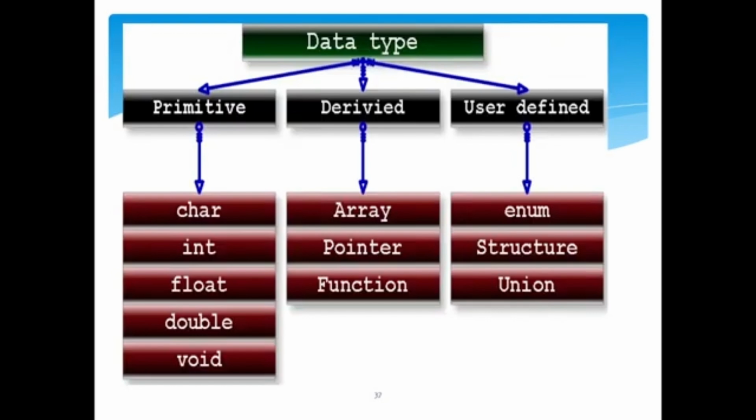And let us look into the data types in C. Basically, there are three kinds of data types: primitive, derived, and user-defined. Primitive data types are integer, character, float, double, and void. Derived are array, pointer, and function, and user-defined are structure, union, and enumeration. By the completion of this C programming course, you will be learning all of them.